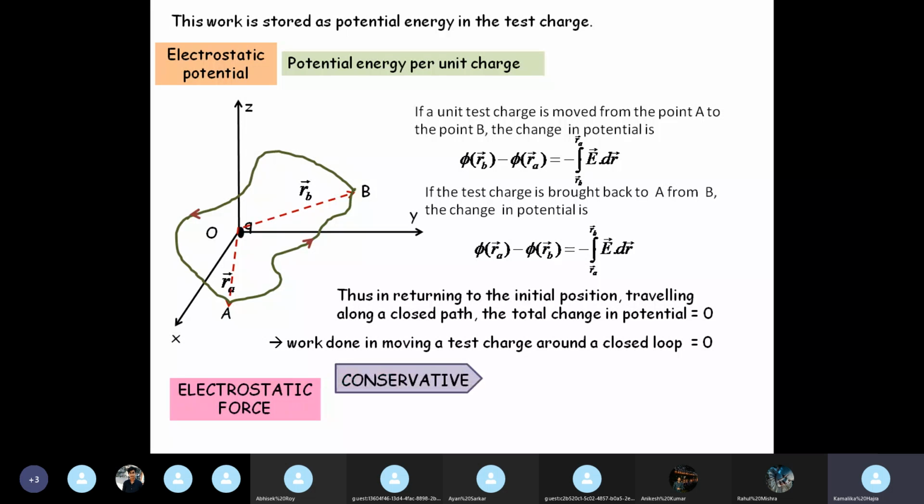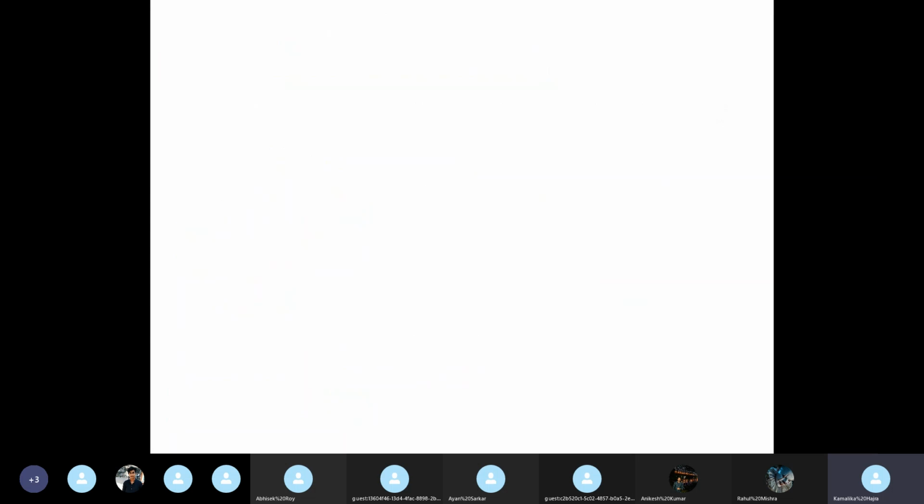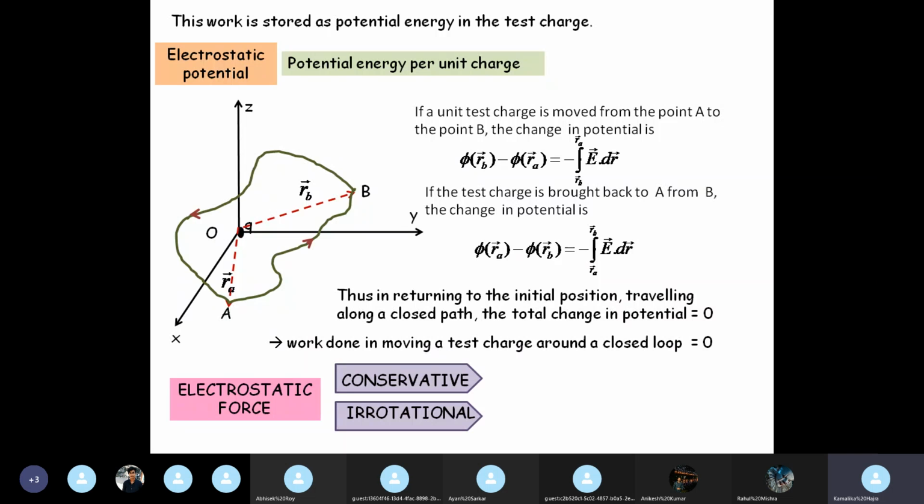So the electrostatic force is conservative and irrotational, and these are two very, very important points. An electrostatic force is a conservative force, it is an irrotational force. So work done in an electrostatic field is always independent of the path, and work done in a closed loop is always zero. These are points you must remember when you are talking about an electrostatic field.